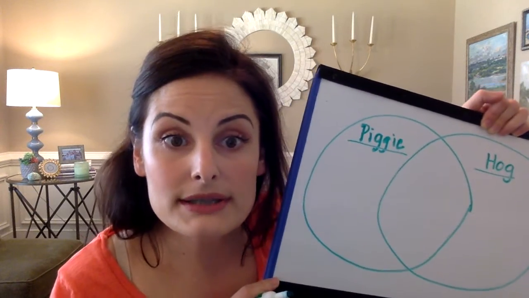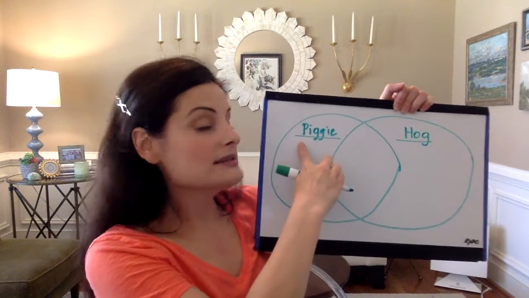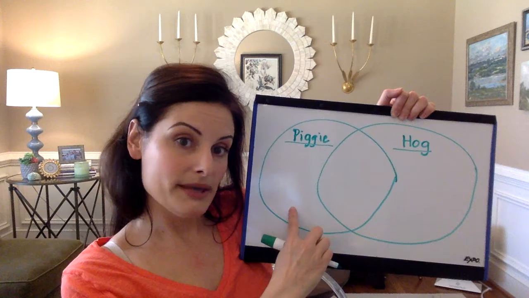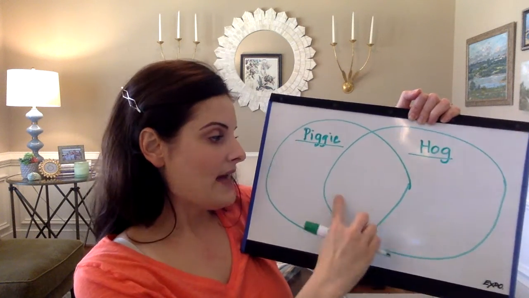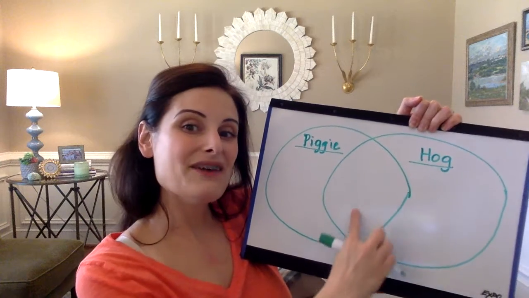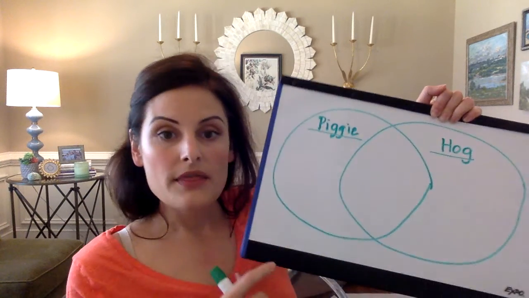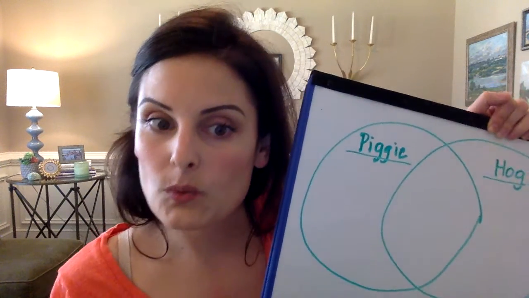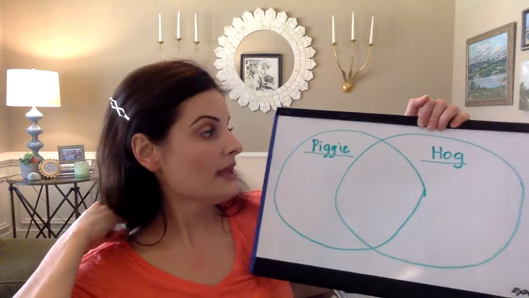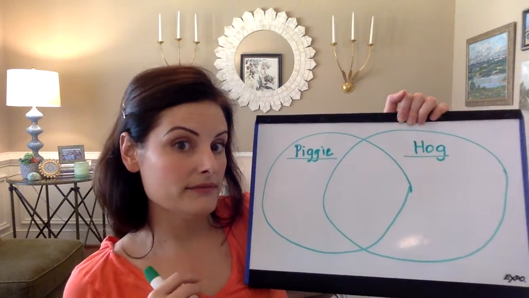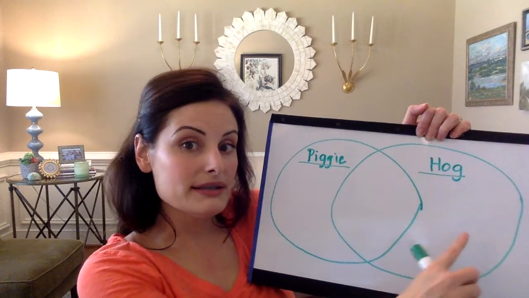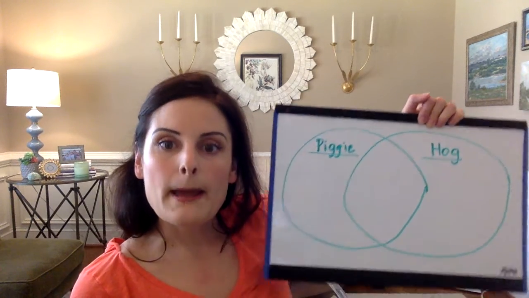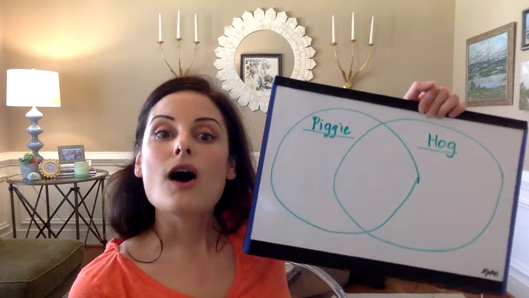Then you're going to tell me things that are just about Piggie, things that are just about hogs, and the character traits that they have in common. They can be outside traits or inside traits. What do they have in common? Okay, I can't wait to see your Venn diagrams comparing Piggie and hog.